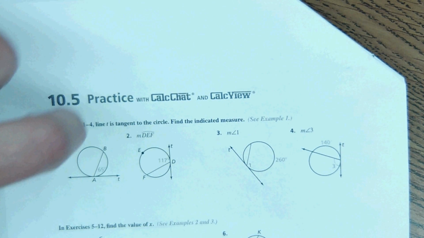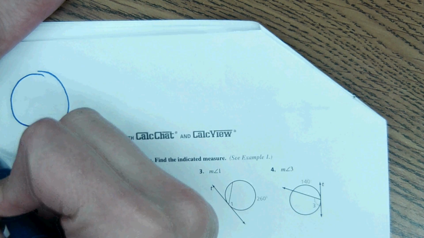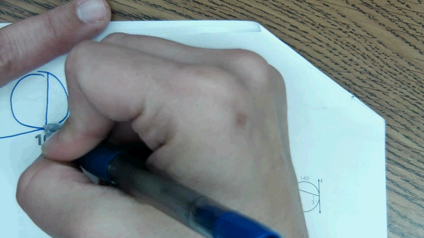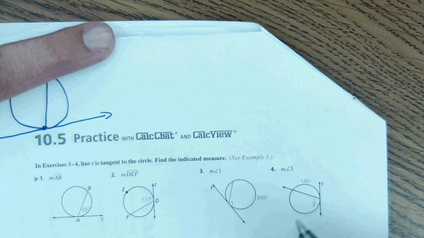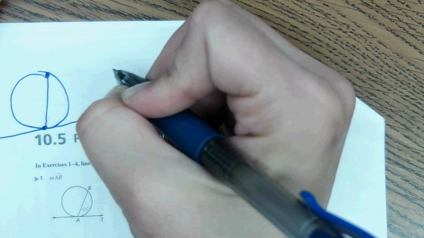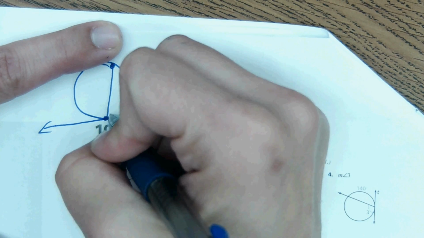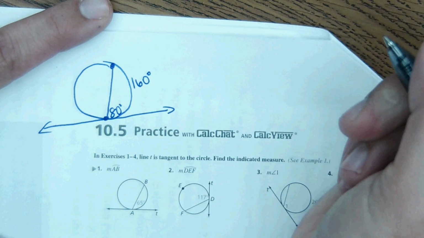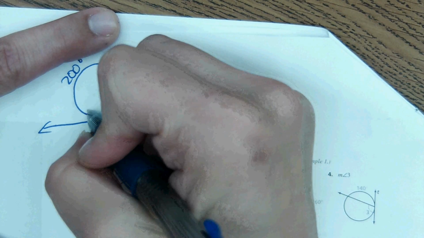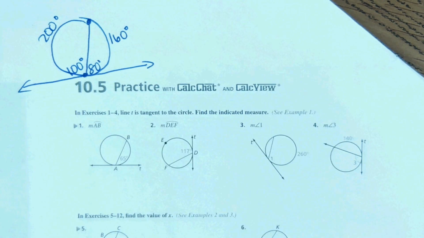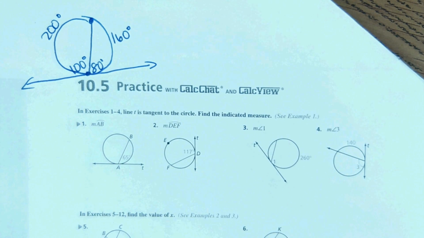Okay, so starting with the first set of numbers, so the whole concept, you have a circle, you have a tangent, and a chord of some kind that intersects that line. Let's say this is 160 degrees, then this angle would be half of that, which would be 80 degrees. Or if this arc is 200 degrees, then this angle would be half of that, which is 100 degrees. So as we look at these problems, that's what we're doing.